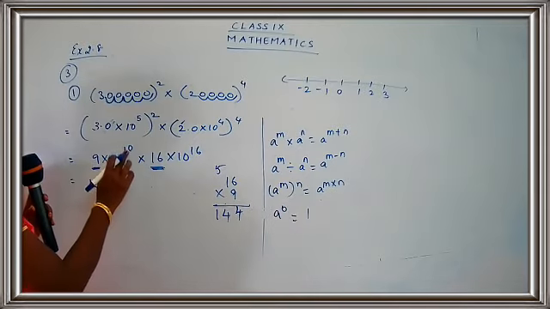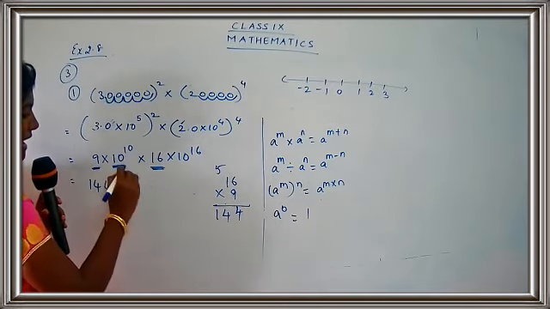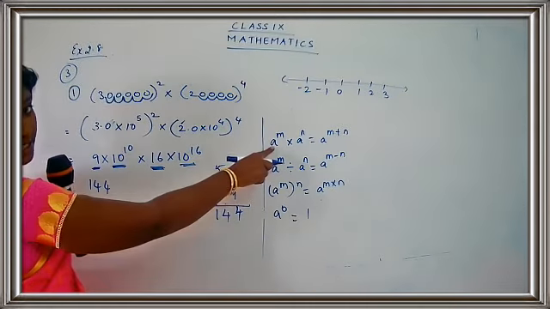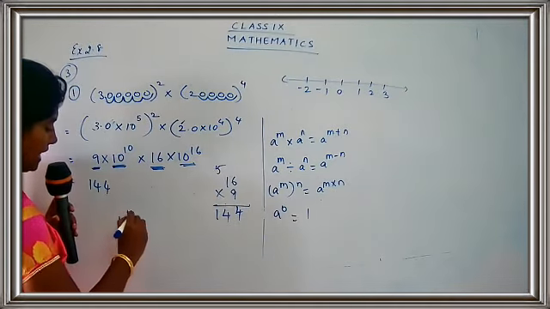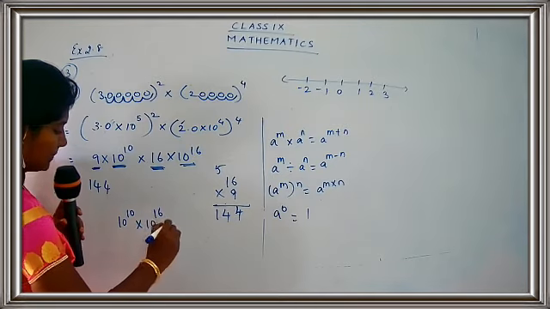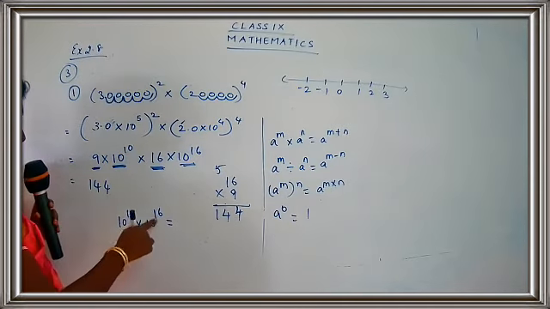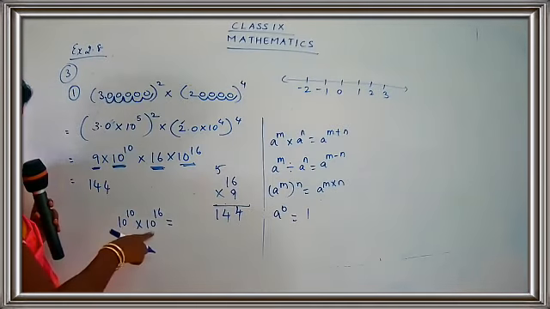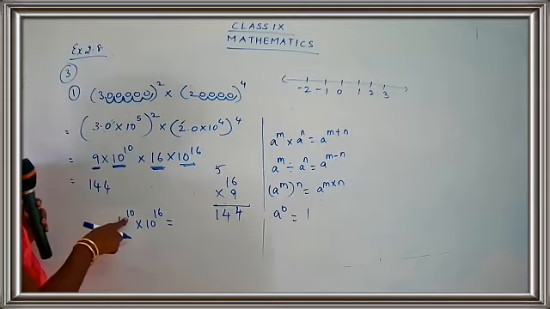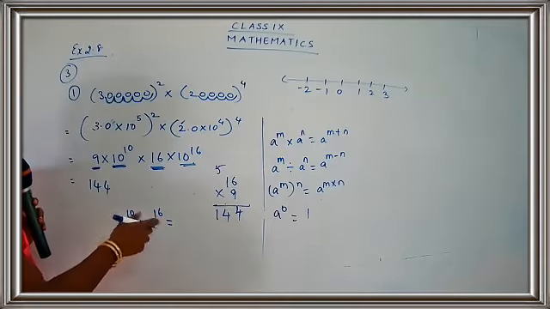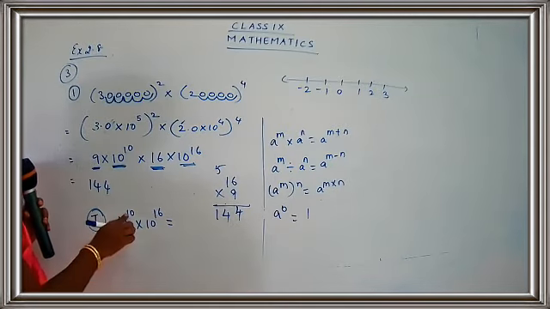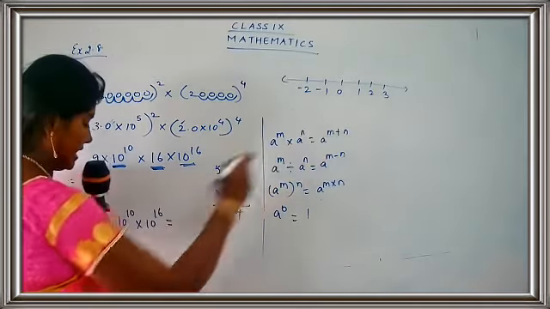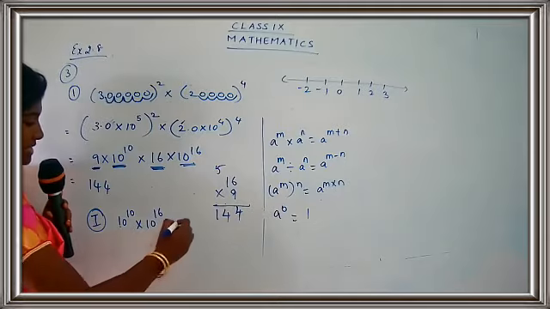Again I have 10 raised to 10 into 10 raised to 16, children. This is of this form. Just see the first law. 10 raised to 10 into 10 raised to 16. A raised to m into a raised to n. What is the a here? A is 10. You have the same base a. What is m? M is 10. What is n? N is 16. Applying the first law, a raised to m into a raised to n. So what is the answer? A raised to m plus n. What is a, children? A is 10.